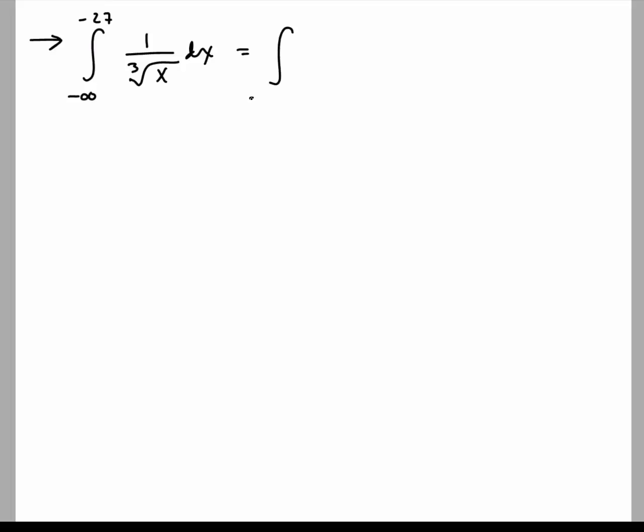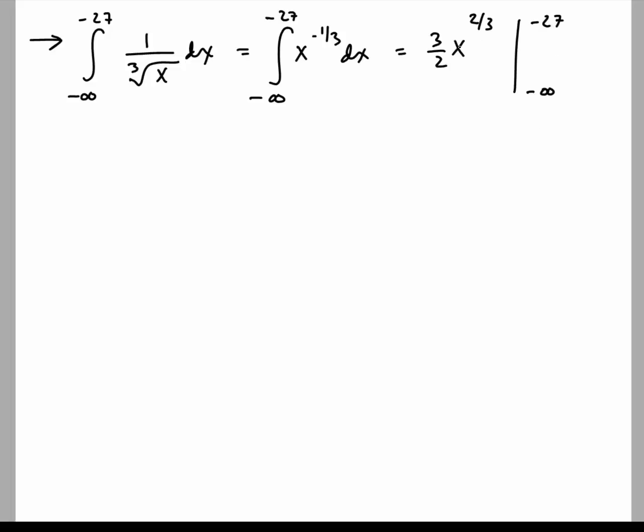So I'm going to set this up in order for me to integrate it. This pops up top, x to the negative 1/3 dx. When I integrate it, I add 1 to the exponent. Negative 1/3 plus 3/3 is 2/3. So x to the 2/3 divided by 2/3 is the same as 3/2 x to the 2/3. Now I evaluate this from negative infinity to negative 27.